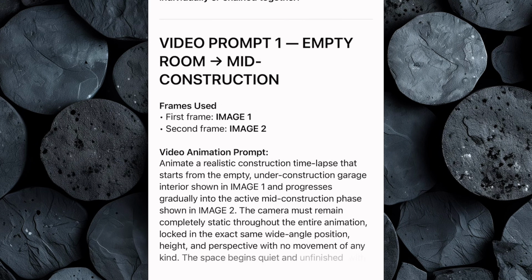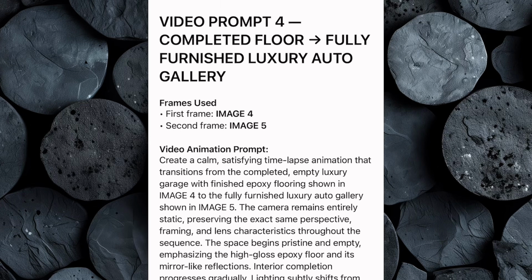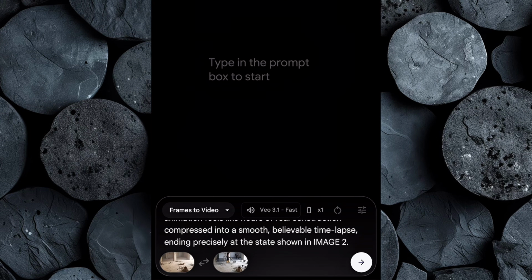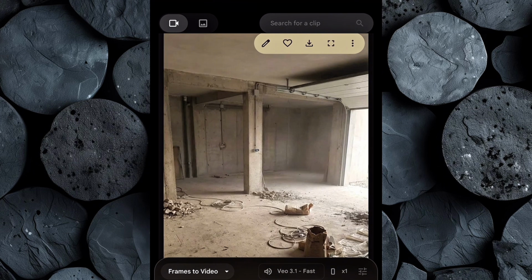Within seconds, ChatGPT will produce a refined, ready-to-use video prompt that will tell the AI exactly how to animate the frames. Copy the first video prompt and go back to Flow AI, paste it into the prompt section, and click Generate. In just a few seconds, Flow AI will create your first video animation. Preview it.